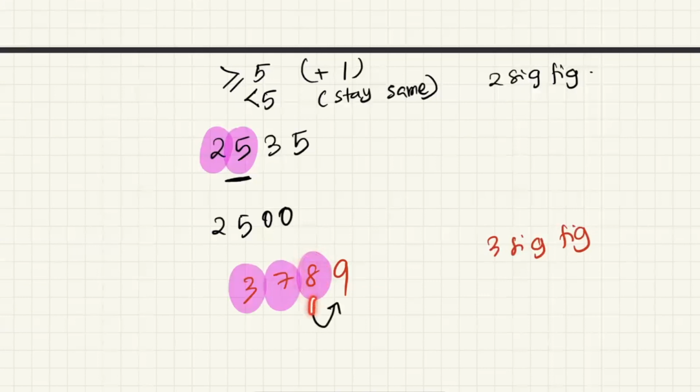So the number to the right of 8 is what? 9. 9 is what? More than 5 or less than 5? More than 5. So you add 1 to which? You don't add 1 to the 9. You add 1 to the last highlighted number. So it's going to become 3790. And here you have 3 sig fig.